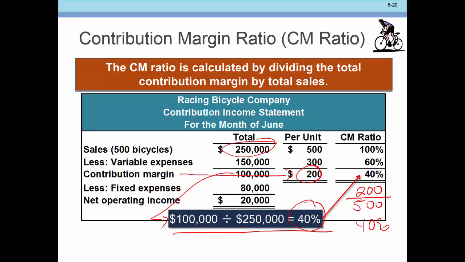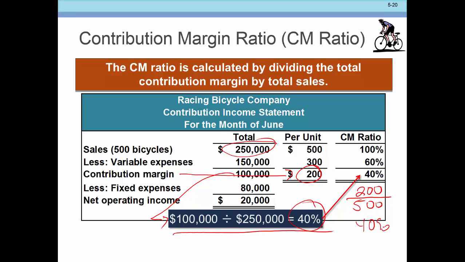Now, why do we care about this contribution margin ratio? Well, if we want the answer to come to us in dollars, we could simply say that 40% of our break-even in sales dollars will equal our fixed cost in dollars. You divide each side by the contribution margin ratio, and your answer is going to automatically come out in dollars, isn't it?